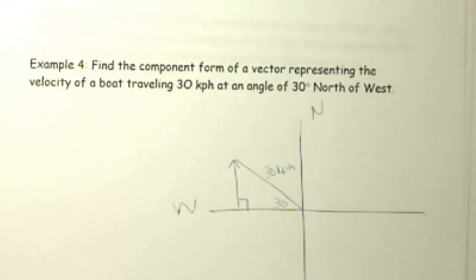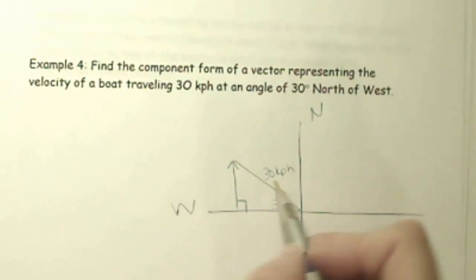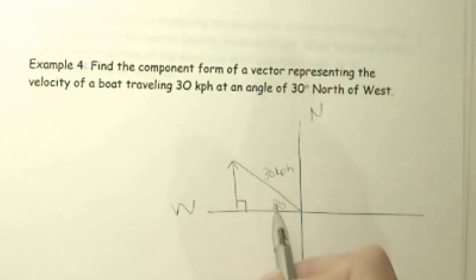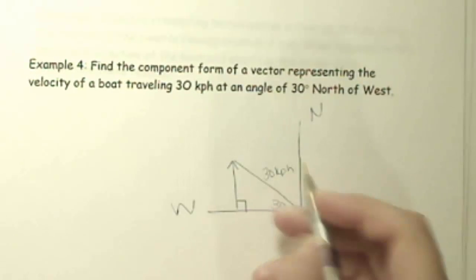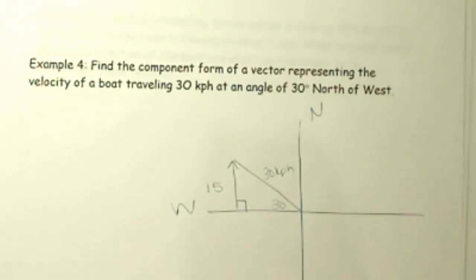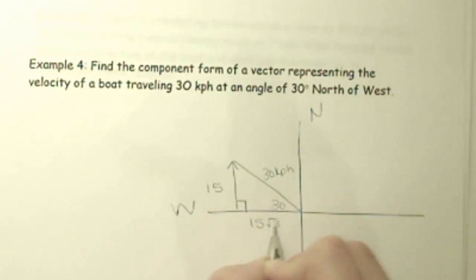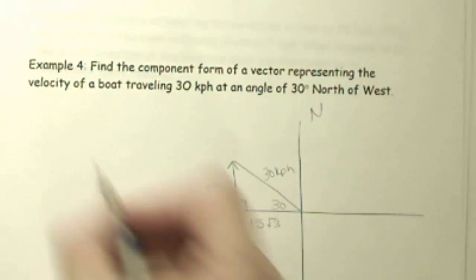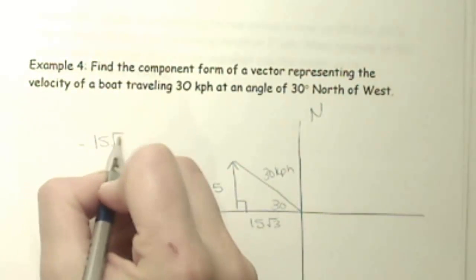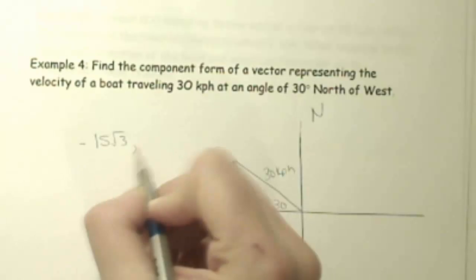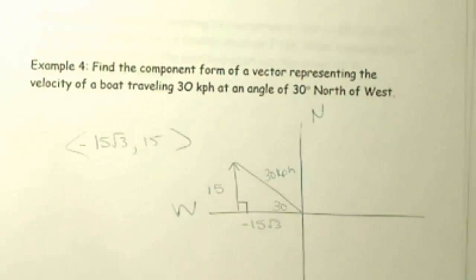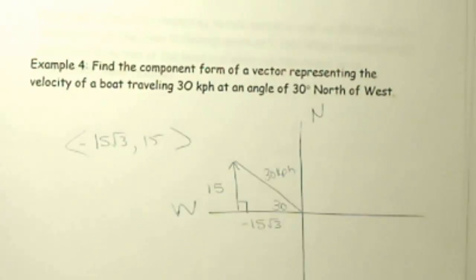So looking at this one with my special 30, 60, 90 rules, I know that the short leg, which is opposite the 30 degrees, is half of the hypotenuse, so that is 15. And the long leg is the short leg times the square root of 3, which means my component vector would be negative 15 square roots of 3 because I go left, and then positive 15 because I go up, and there we go. It's the simplest radical form of that vector. Next example.